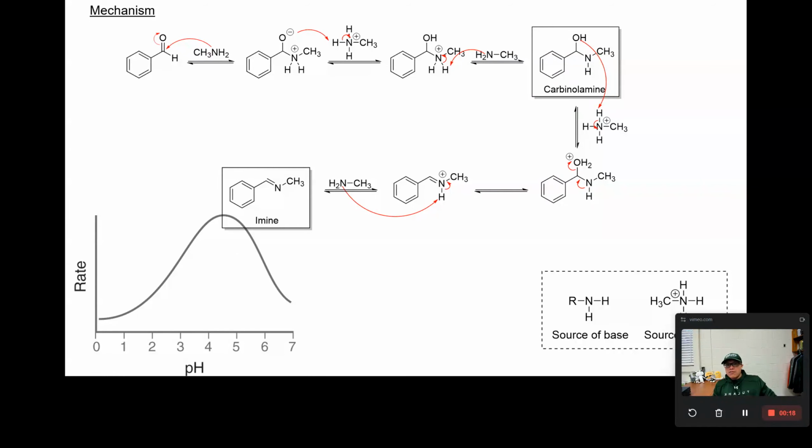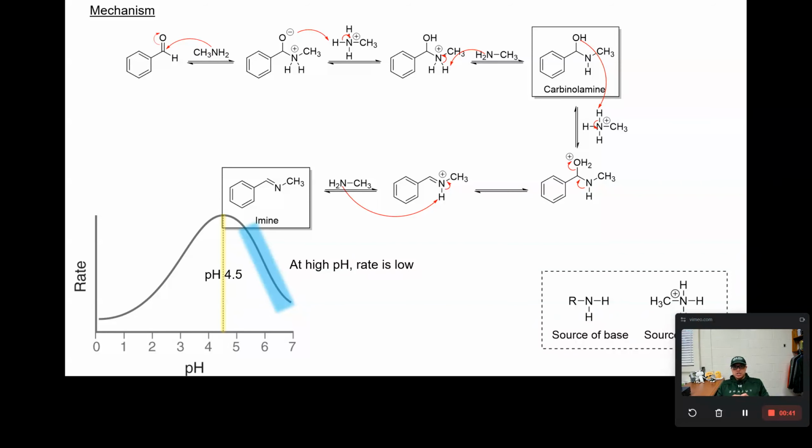Experimentally, imine formation has the fastest rate at slightly acidic condition, about 5, 4.5, 4-ish, around this area. Too high pH, slow reaction. Too low pH, slow reaction. Here's the reason why. Try to think with me.